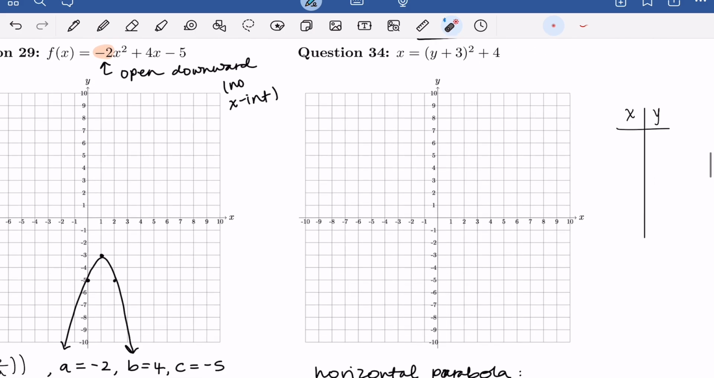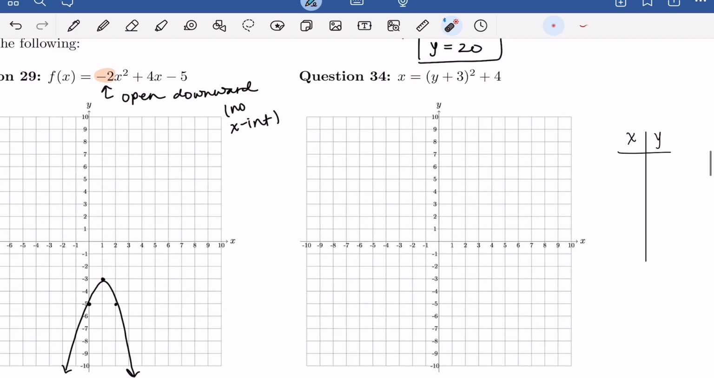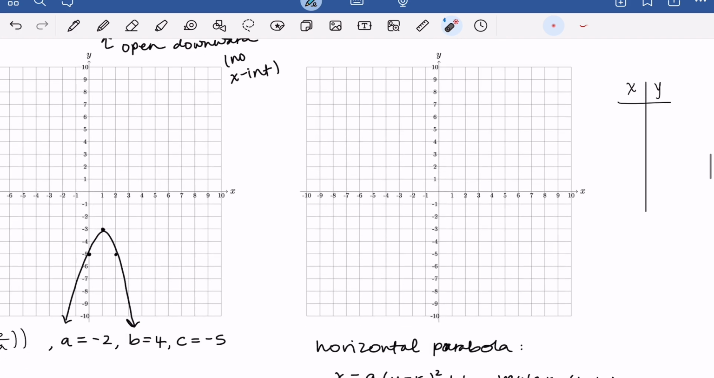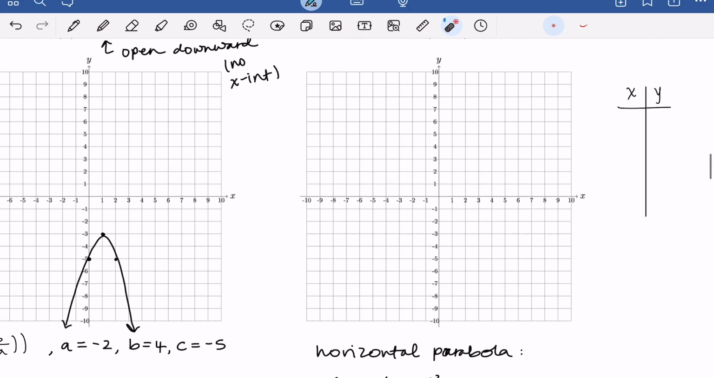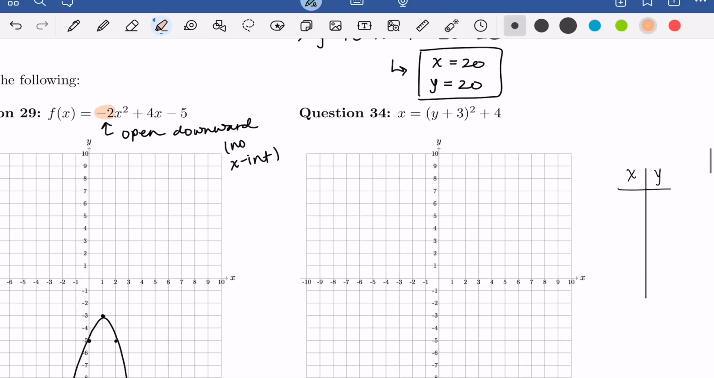Now we know that this is going to be a horizontal parabola, but we need to figure out in which direction it opens. And just like with our vertical parabolas, our a value is going to tell us that. If a is positive, the parabola is going to open to the right, whereas if it's negative, it's going to open to the left. Going back to our equation here, our a value is +1. So this means that our graph is going to open to the right.